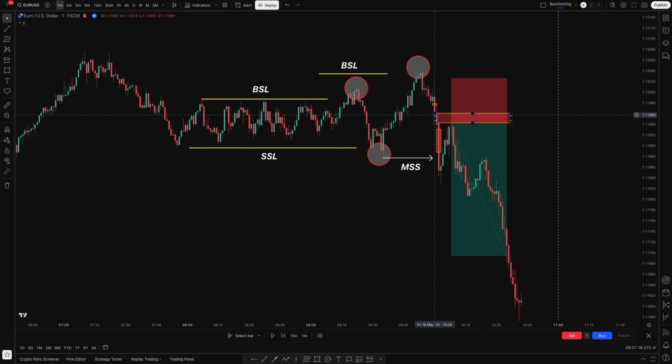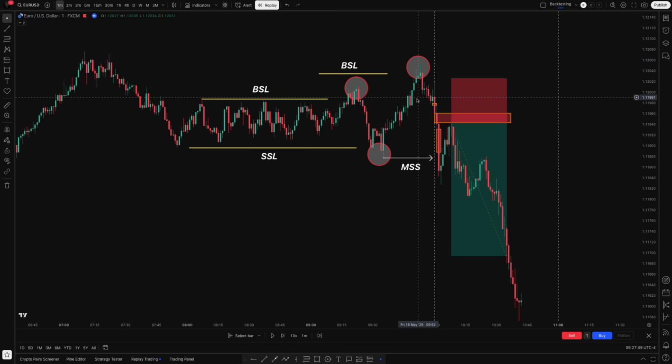Okay, then we get a huge displacement and we get a market structure shift, which is our second step, and we have a bearish market structure shift. Then we immediately look back to the price action and the last leg, which was the displacement leg, and specify the fair value gaps, the bearish ones. So there are 3 bearish fair value gaps right here, and there's a 4th one, but I don't like entering that high into premium.